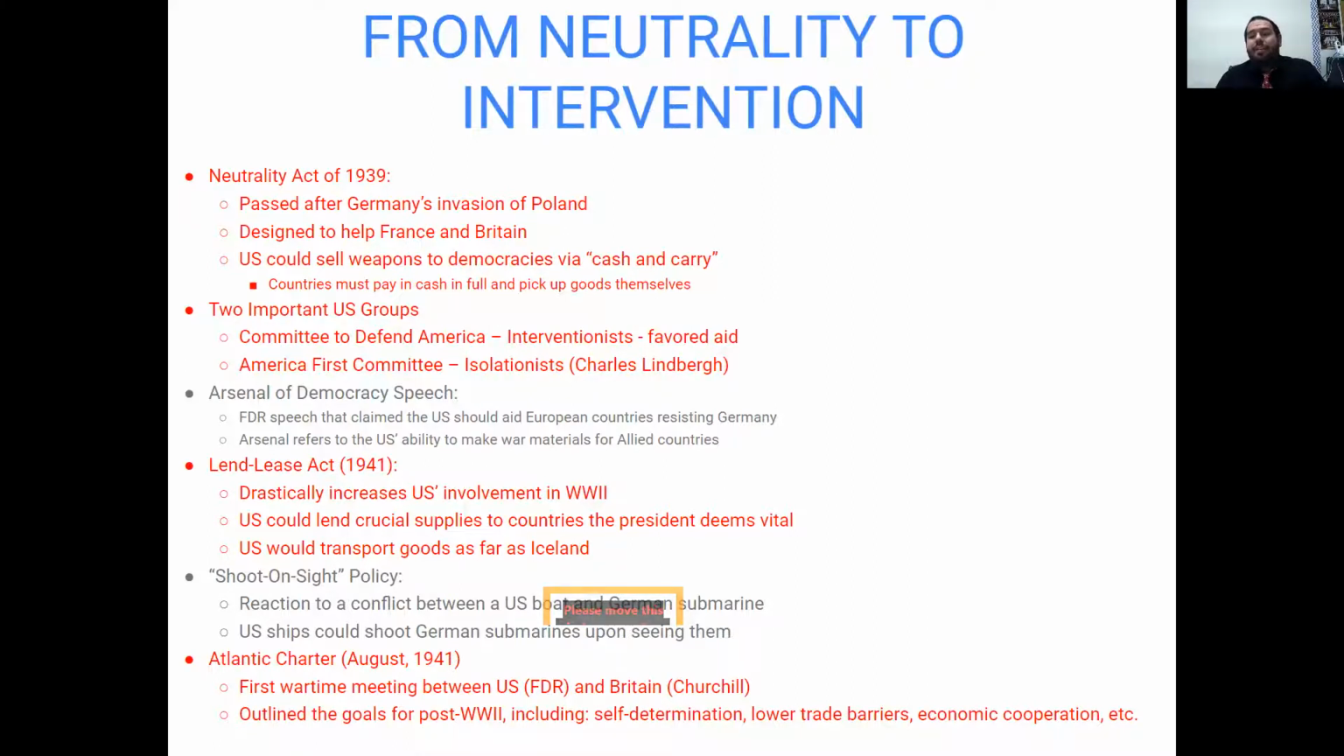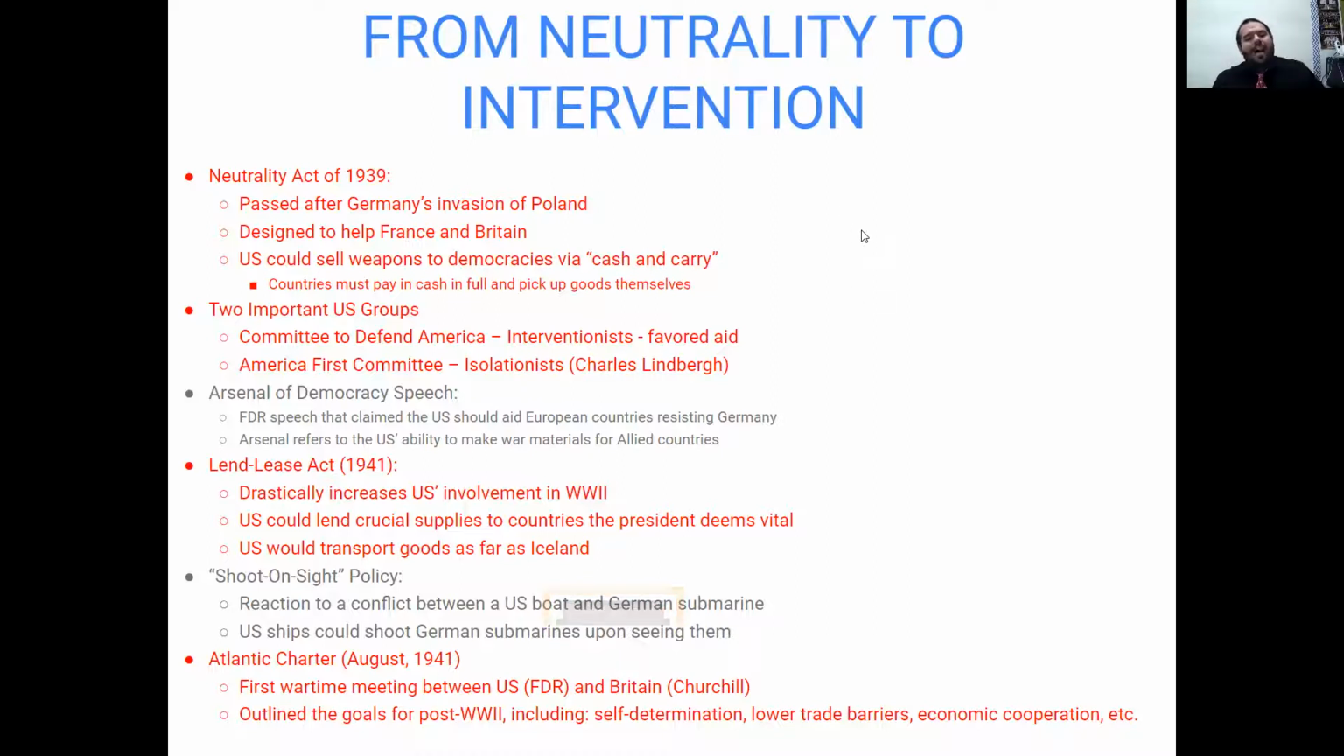So the U.S. now would, instead of reverting back to the cash and carry policy, transport goods as far as Iceland. And now these warring countries, France and Great Britain, no longer have to pay the money up front because they're worried they've got to fight a war. And as we know, wars cost money. So the U.S. would make those goods and say, future payment, bro. Go on and take it.